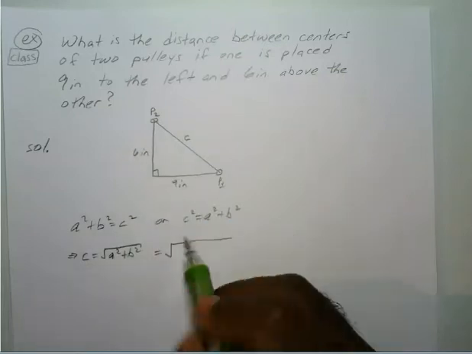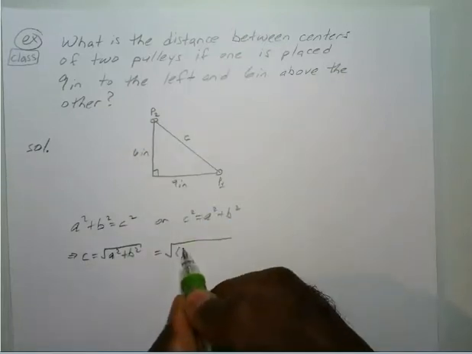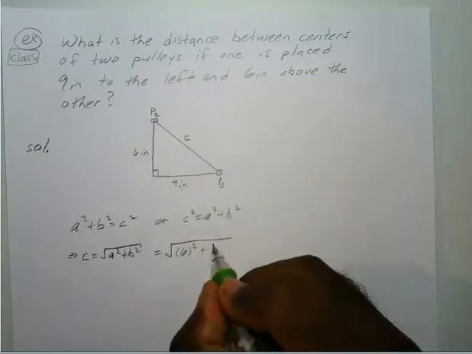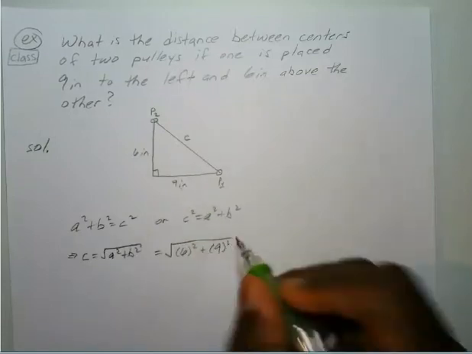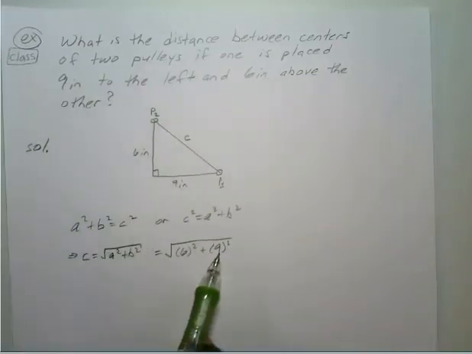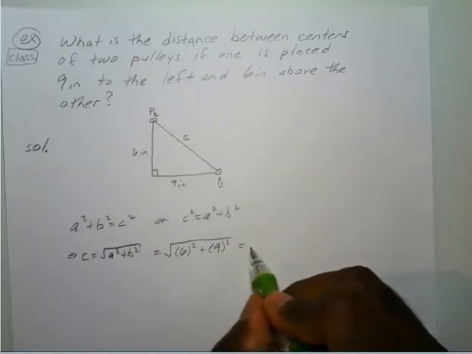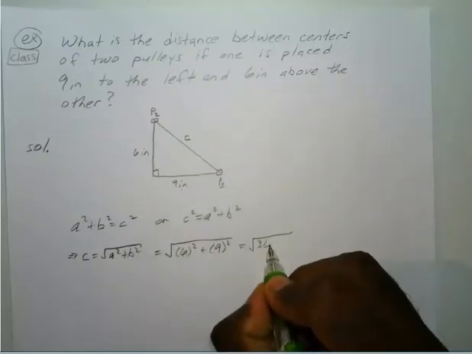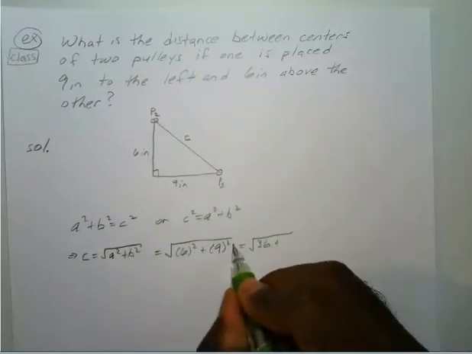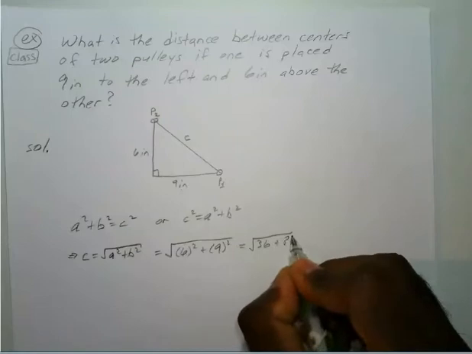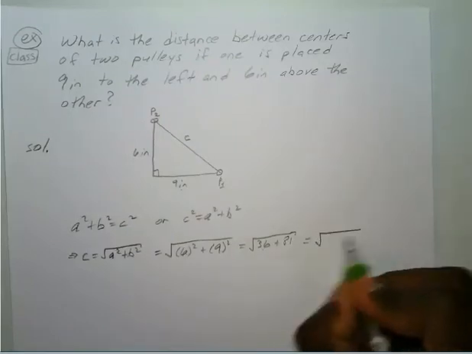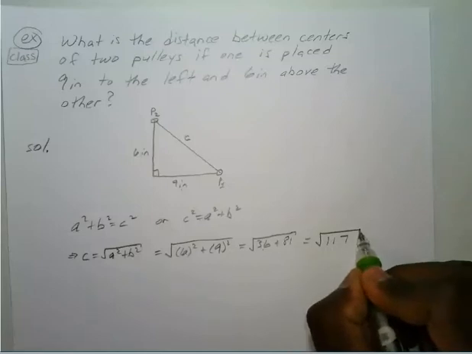So you have 6 squared plus 9 squared. Or you can make it 9 squared plus 6 squared. That's why it doesn't matter which one you use first. That's going to equal the square root. 6 squared is 36, plus 9 squared is 81. Just 9 times 9 and 6 times 6. That's going to equal the square root of 117.